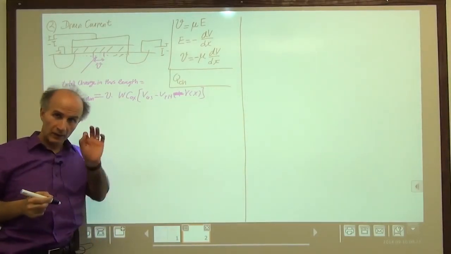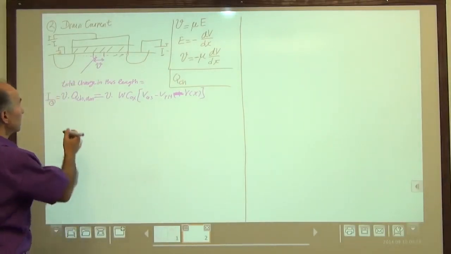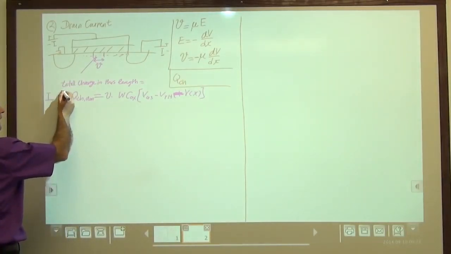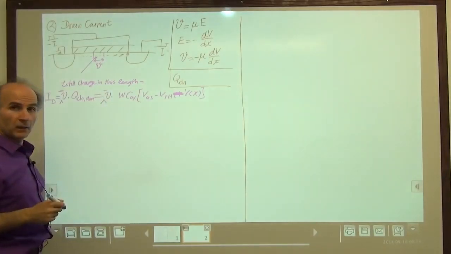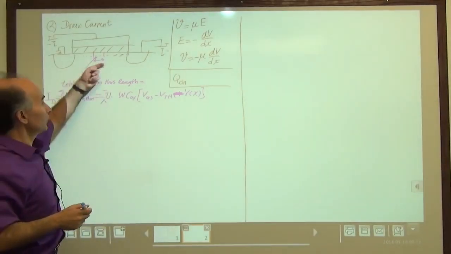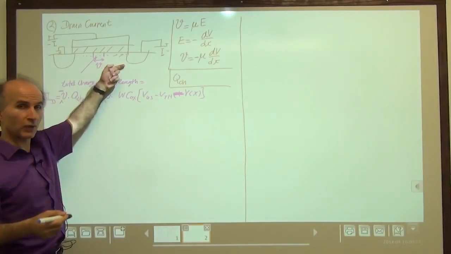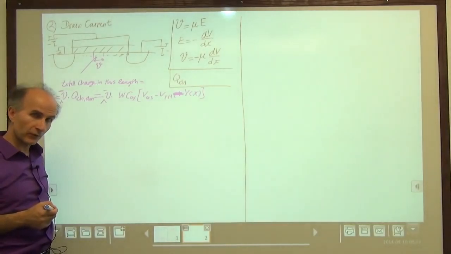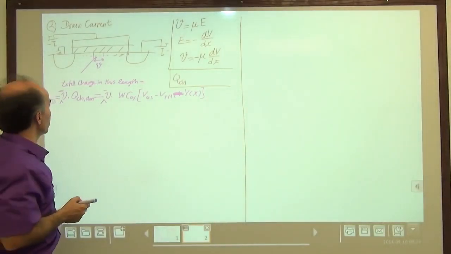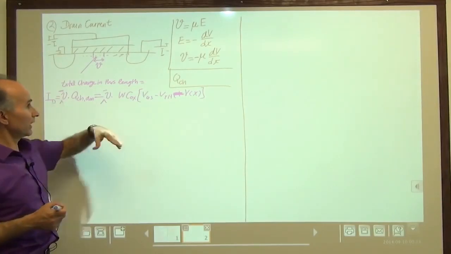Okay? With a little proviso, we need a negative sign here and a negative sign here. Why? Because we are looking at the electrons. Electrons are going this way, so positive charge would be going that way, so a negative sign here. All right, so far so good? Okay, so that is the current.